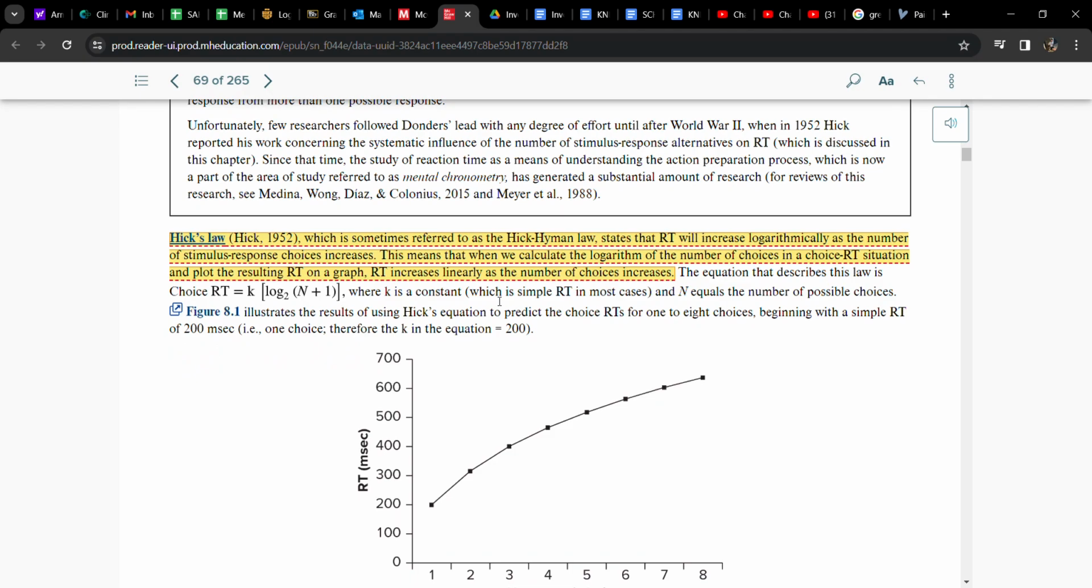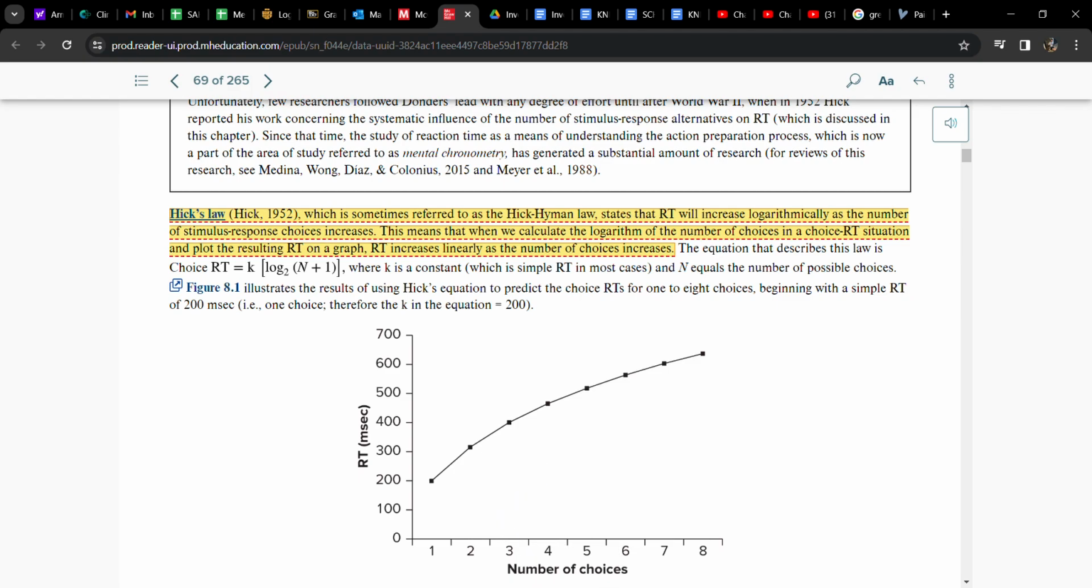This concept is referred to as Hick's law. Hick's law basically says the more choices that you need to make, the more your reaction time is going to increase. There's going to be a progressive increase in your reaction time as you have more choices to make. You can see one choice, I can do it in 200 milliseconds. If I have 7 or 8 choices, we're looking at more like 600-ish milliseconds to make that reaction time choice.